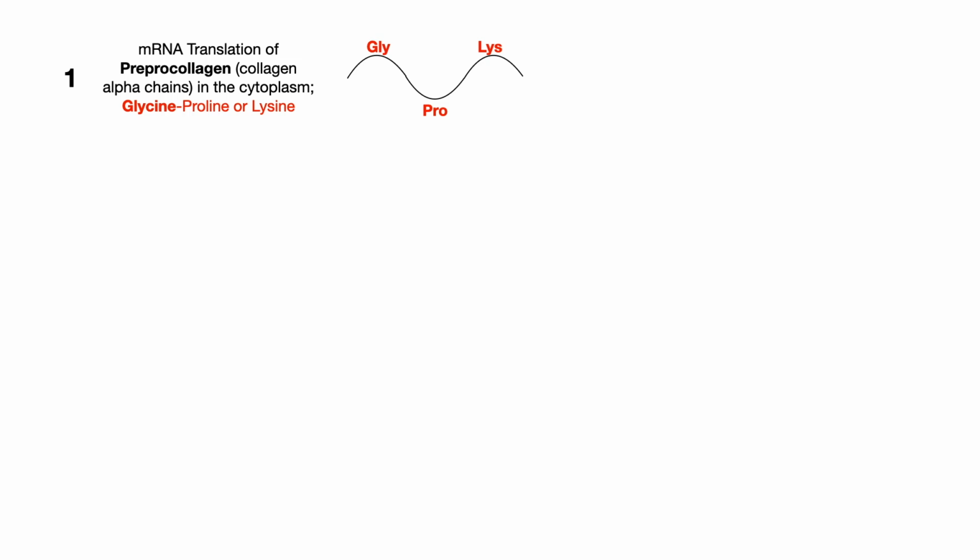The big takeaway from this step of collagen synthesis for your exams is to know that the most important structure is the glycine residue. And so if you get a question that asks which of the following best predicts the structural integrity of collagen, or which of the following is the most important residue for collagen, the answer is going to be glycine. Glycine, glycine, glycine. Don't forget that. So step 1, we translate pre-pro collagen in the cytoplasm. There's always going to be glycine and then proline or lysine in addition to that.